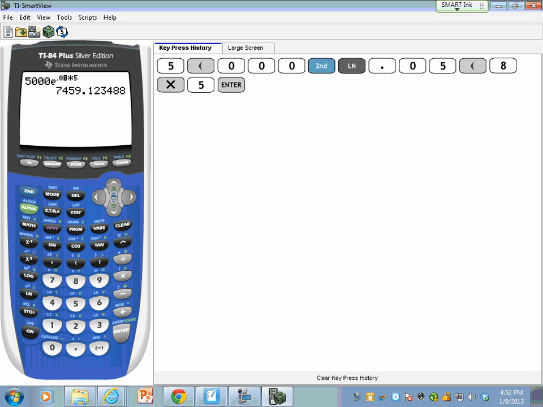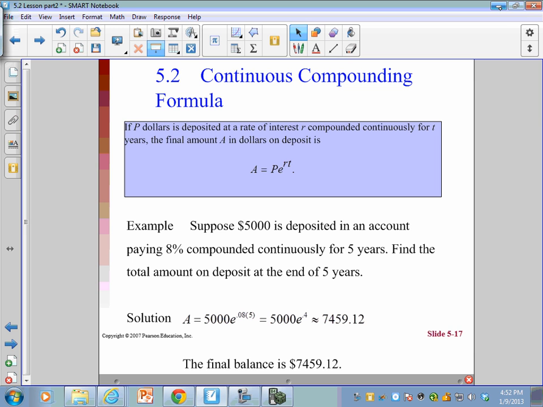Pretty straightforward compared to the last one when you had the monthly payments or compounding per year. So it's pretty easy to figure out the continuous interest on that. And that's what they got here as the example.